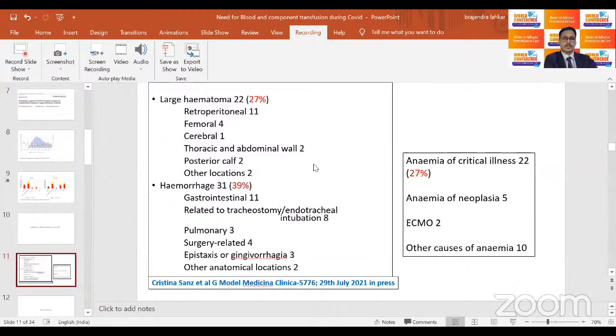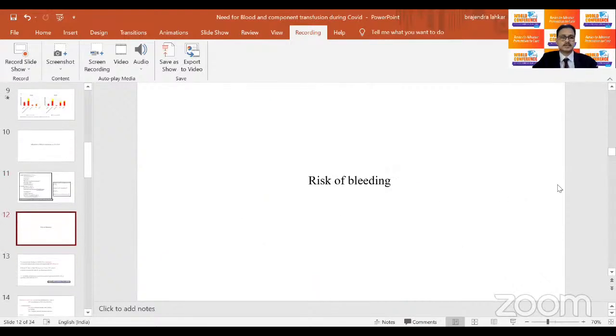The hematomas were mostly retroperitoneal and femoral, and cerebral ones are mostly related to heparin or low molecular weight heparin injections. Hemorrhages are GI and pulmonary, surgery related, epistaxis and other locations are also high. Anemia of chronic illness remains almost the same. That's why these three are the main indications, besides ECMO-related blood transfusion, where the need for blood is anticipated. Bleeding risk is higher, and these are the most common indications where blood is needed in COVID patients.